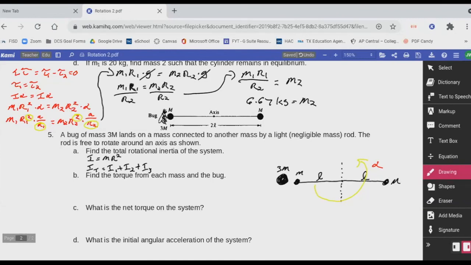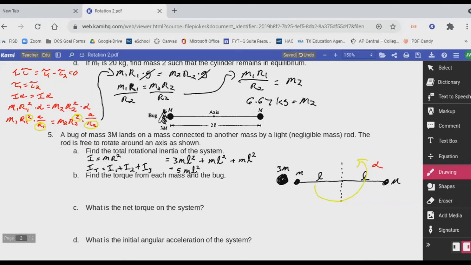Let's just calculate this together. The bug has a mass of 3m, and then we square the distance. The distance is L, so that would be L squared. The mass on the end is just m, and its distance is L squared. On the other side, we have m and L squared. So all together, we've got 5mL squared. Does that make sense to everybody?